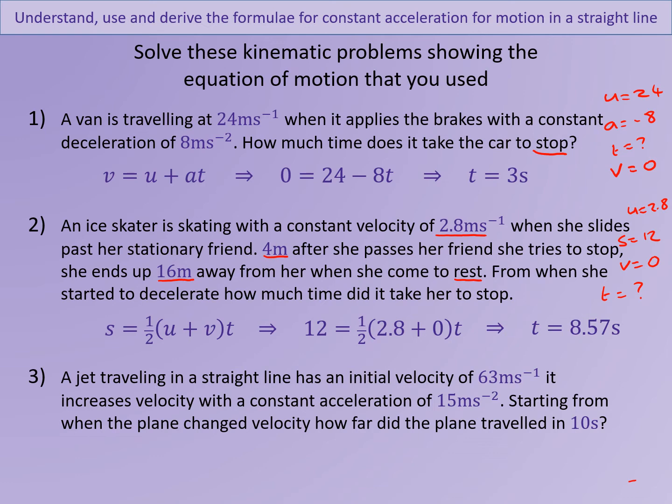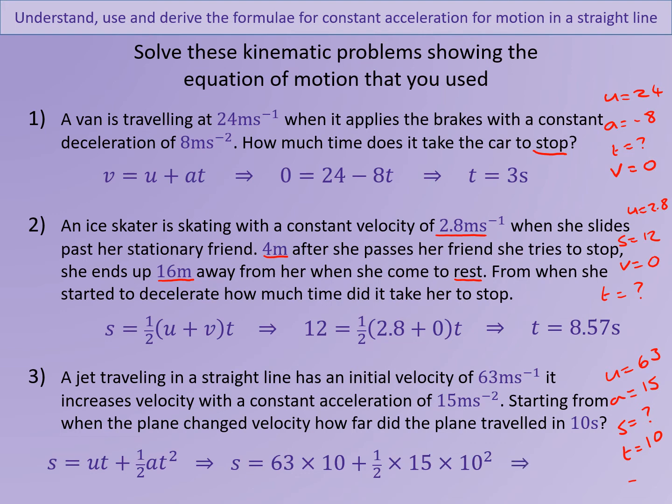Finally, for part 3, we have a jet travelling with an initial velocity of 63 meters per second, and it then accelerates with an acceleration of 15 meters per second squared. We want to know how far the plane travelled, so we want to know S, and the time is 10 seconds. So we're going to look for a formula that uses U, A, S and T. That's this formula here. Substituting our values in gives us a distance of 1,380 meters.